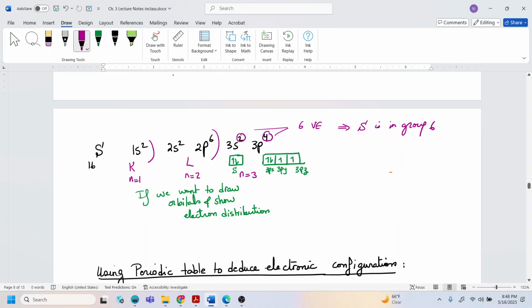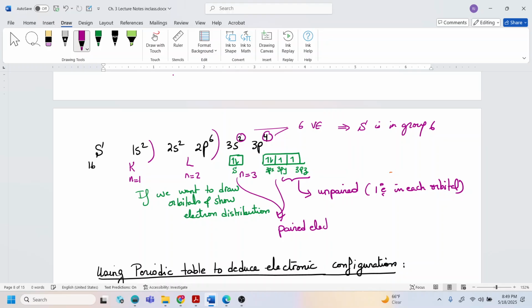If you look at the 3py and the 3pz, these have just one electron in the orbital. So these are considered to be unpaired. Unpaired is a term that we use whenever the orbital has one electron, so it means one electron in each orbital. And then the s and the 3px are paired, meaning you have 2 electrons in each orbital.